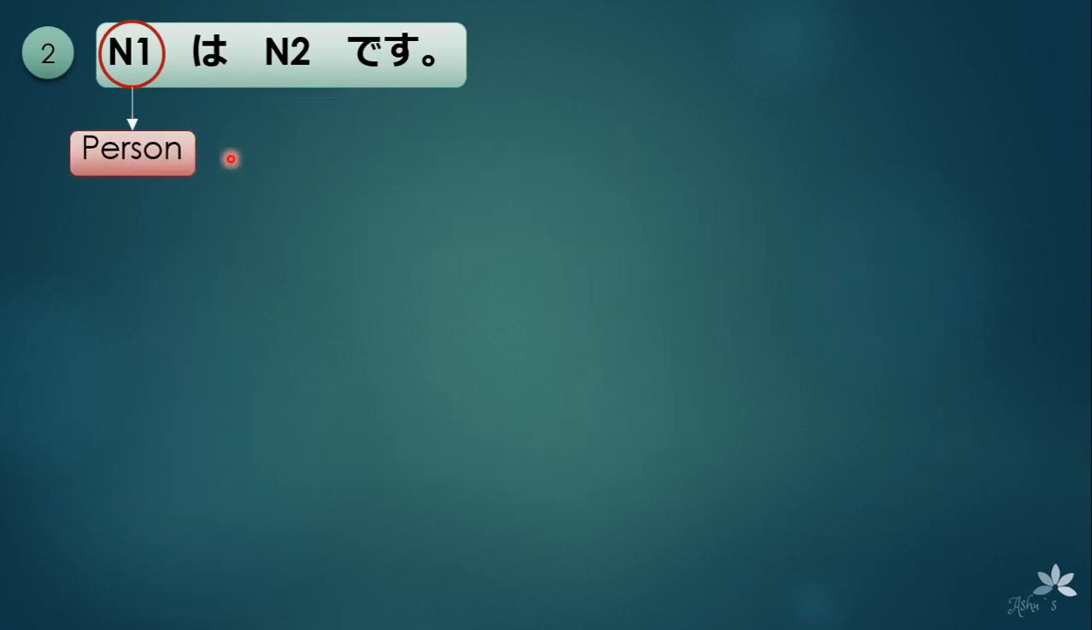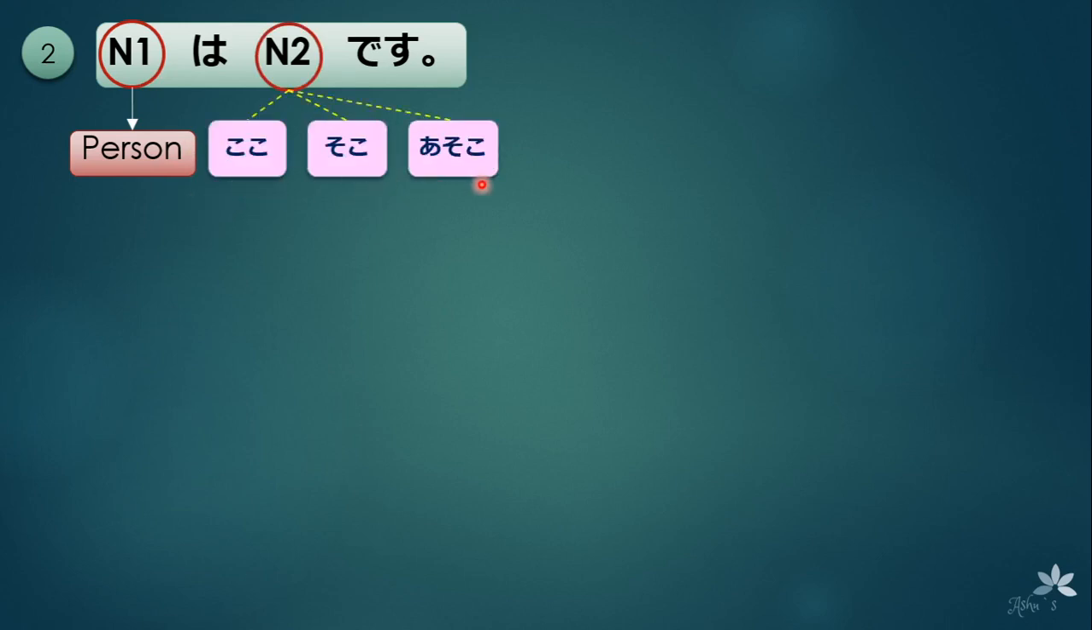Let's go to the next situation, when N1 is a person. Here again N2 can be koko, soko, asoko or some other place. Let's understand with some examples.